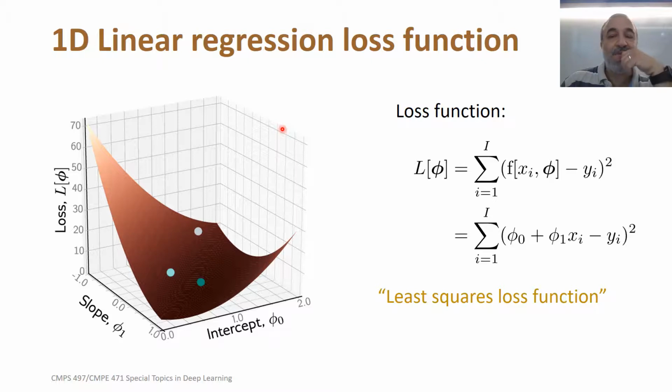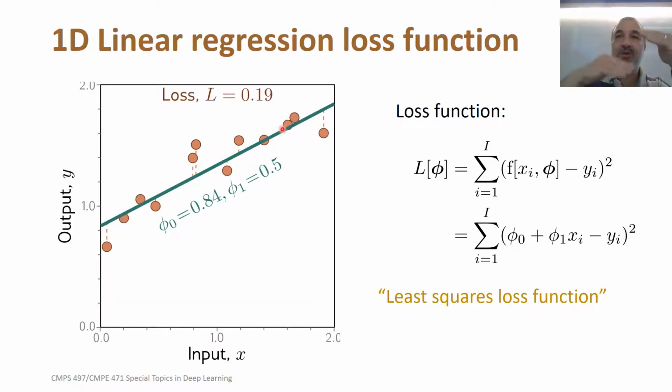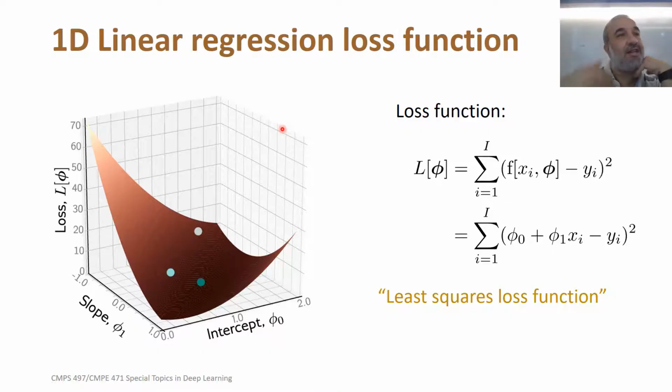Now let me show you how we can look at the loss function. Remember here that we tried multiple lines, right? Some of them have very large loss, some of them have very small loss. What is our target? To find the minimum loss. So imagine that we can visualize the loss function. In that specific example, we have two parameters, right? It's a function of two parameters. What are the two parameters? Phi 0 and phi 1, the intercept and the slope.